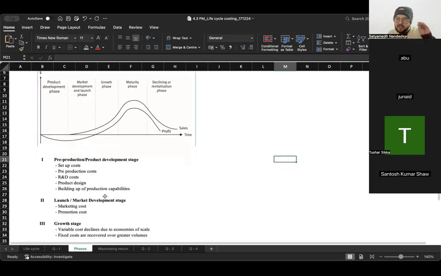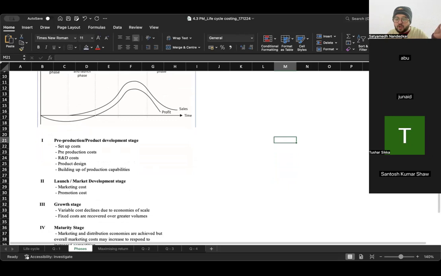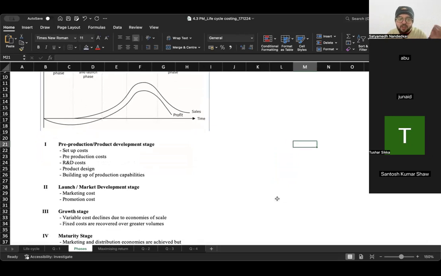When the product is ready and you launch the product, that is the launch or the market development stage. In this stage, the product is getting launched. People are now getting to know about the product. Okay.